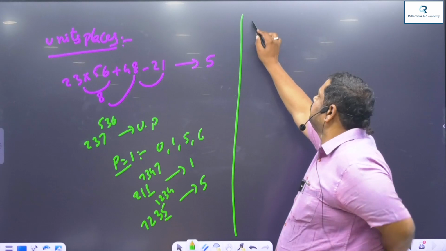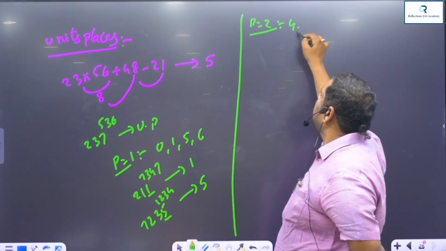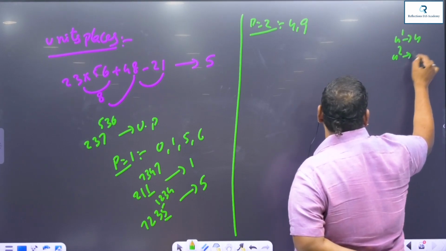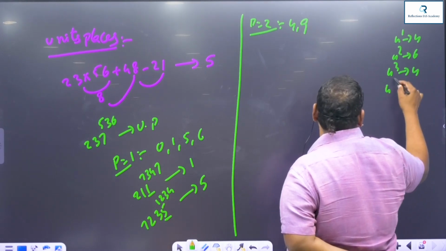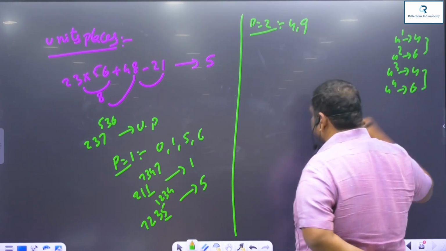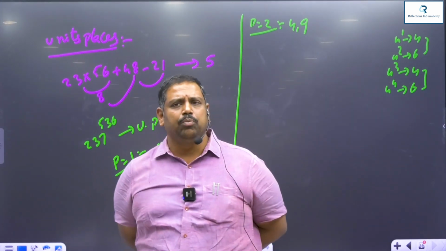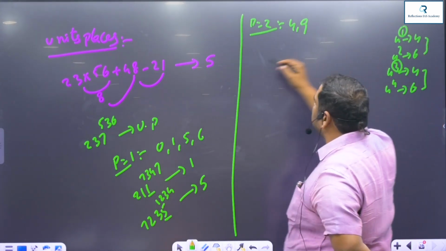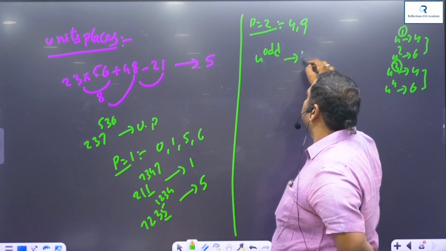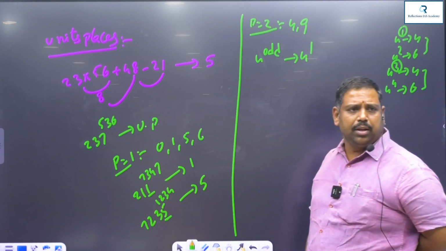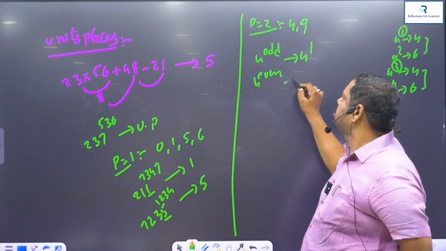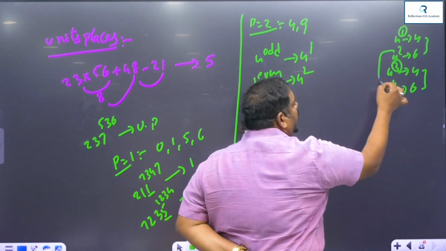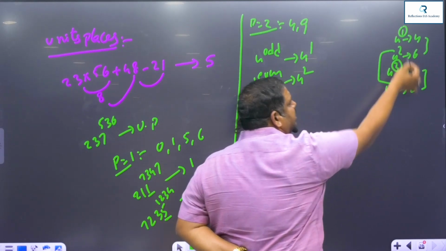Now we have periodicity 2. 4 and 9 have periodicity 2. Because 4 power 1 is 4, 4 square is 16, 4 cube is 64, 4 power 4 is 256. After that it is 4, 6, 4, 6 repeating, right or wrong? That's why 4's periodicity is 2. Similarly 9 also. If the power is odd, the lowest odd number is 1, so for 4 power odd you take 4 power 1. For 4 power even, the least even number is 2, so you take 4 square. Verify: 4 square is 16, and you are getting that 6 here.